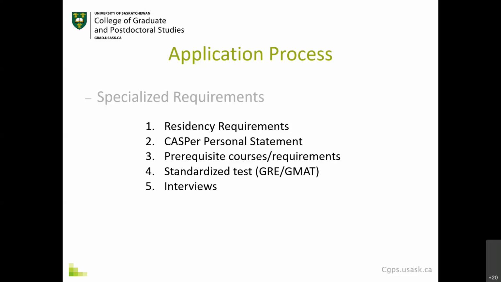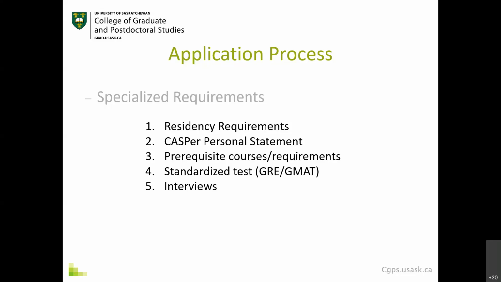Again, some programs will have specific prerequisite courses or requirements that you have to take before you apply. So, most graduate programs require a 4-year honors degree or equivalent with a minimum GPA of about a 70, right? But some programs will say, as part of that 4-year undergraduate degree, you have to make sure you took these 4 courses. And if you haven't, you should probably have a plan to take them before you begin your program.